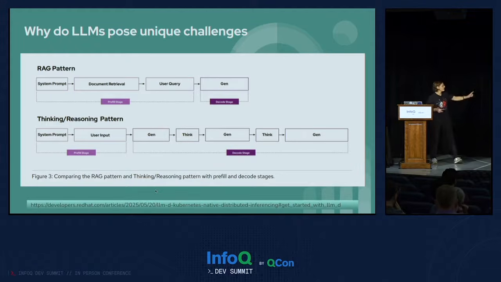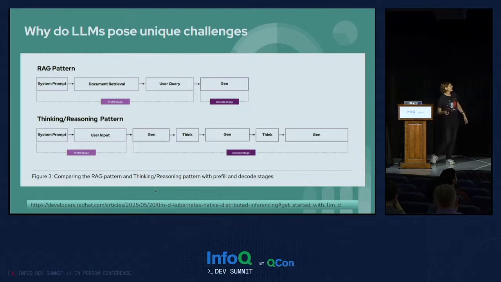So the prefill and decode stages are the difference in your time to first token. That would be the prefill stage, where you process everything with RAG, you're processing those documents, and that time to first token is for prefill. You need a lot of compute for that stage, and then decode is more memory bound.